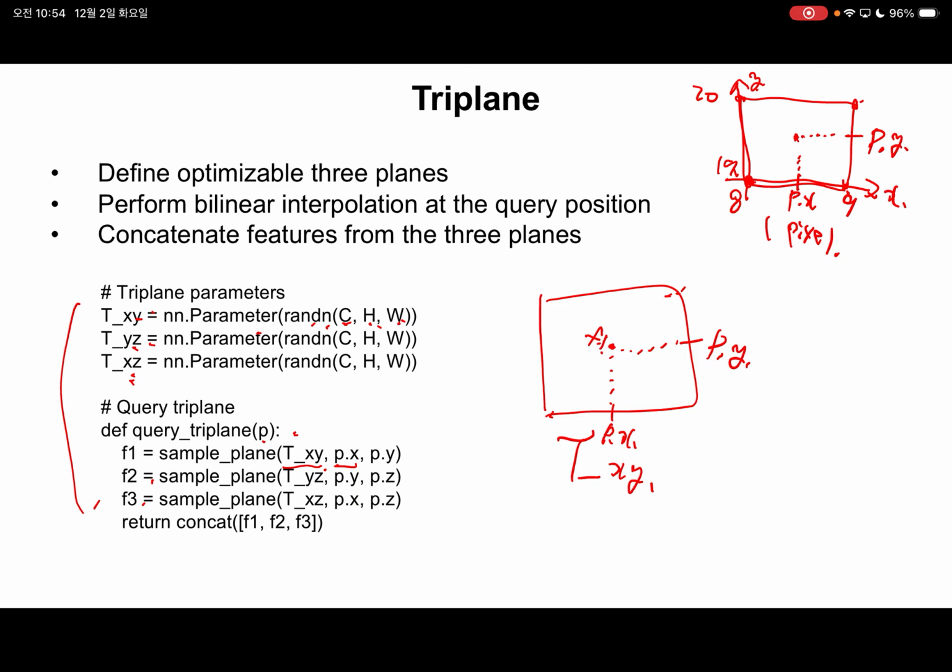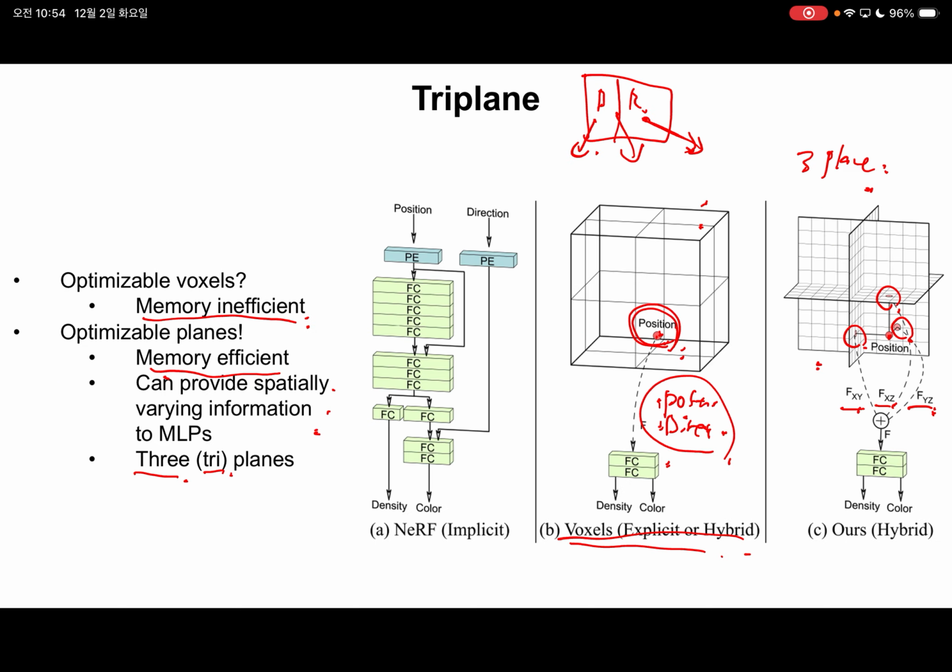That is called the sample plane function, just a bilinear interpolation on the image space. And then we can just concatenate them. So that makes a single vector, and that becomes the input of the MLP. Is it good? You can get it? Do you know bilinear interpolation? Good?